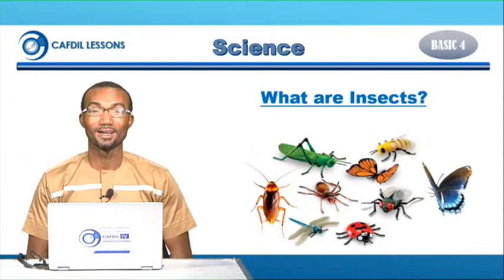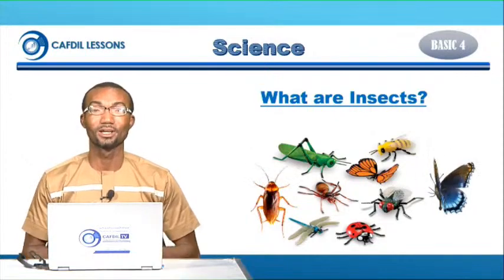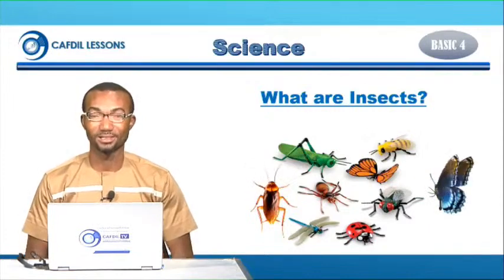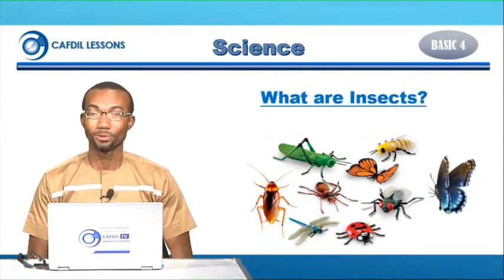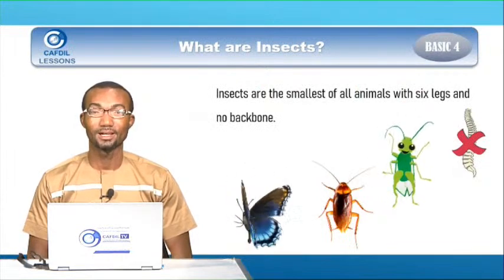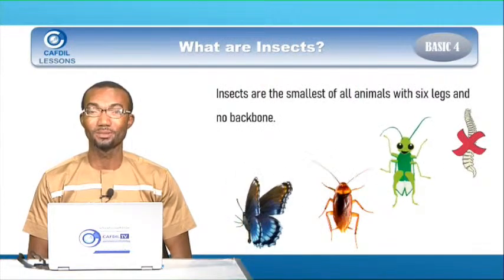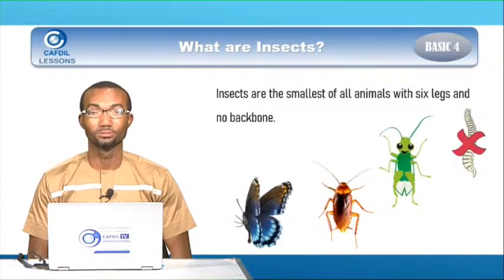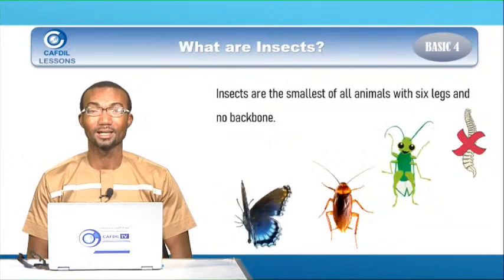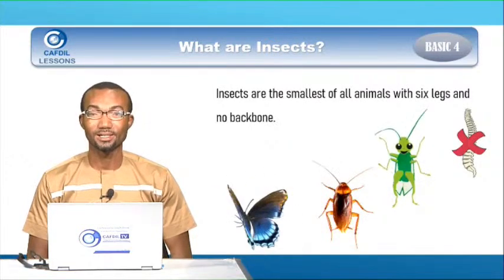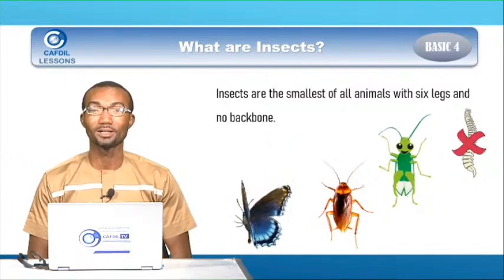What are insects? Okay, we are surrounded by lots and lots of insects. But really, what are insects? Insects are the smallest of all animals with 6 legs and no backbone.